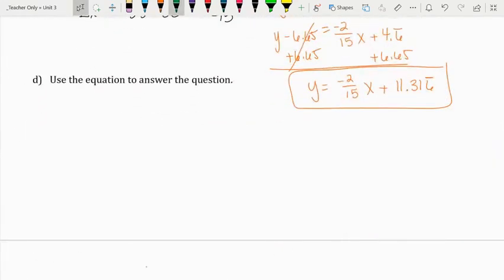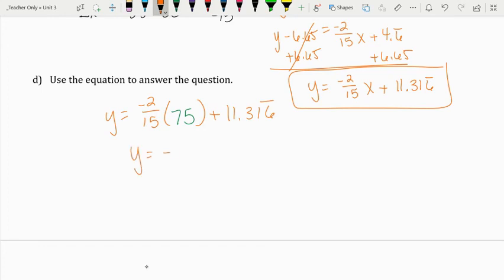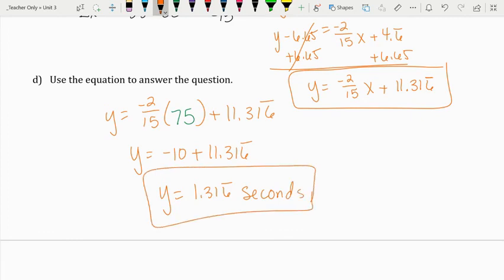So if we go down here, we would get y equals negative 2 over 15, and then our new x, which was 75, and then plus 11.316 repeating. Okay, so we have negative 2 times 75 divided by 15. And that ends up giving me a negative 10. And if I add negative 10 to 11.316 repeating, this would give me 1.316 repeating seconds. So it would download in just over 1 second.